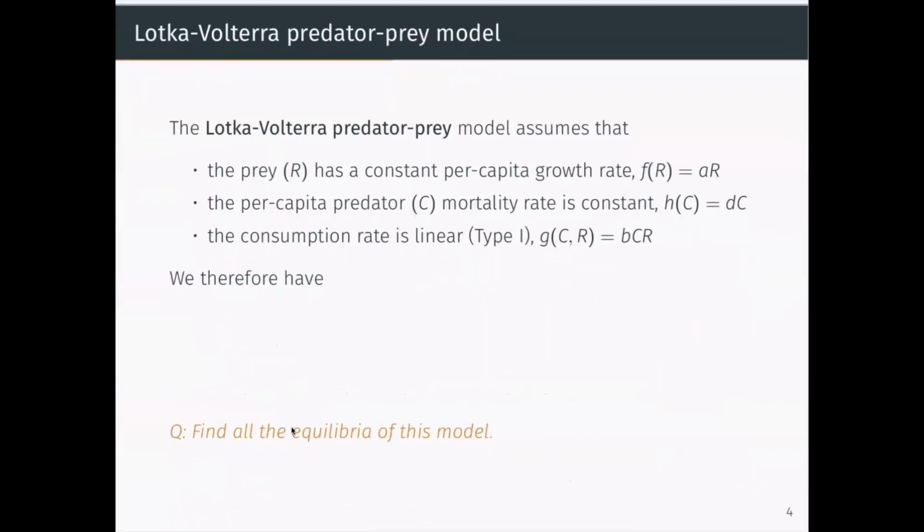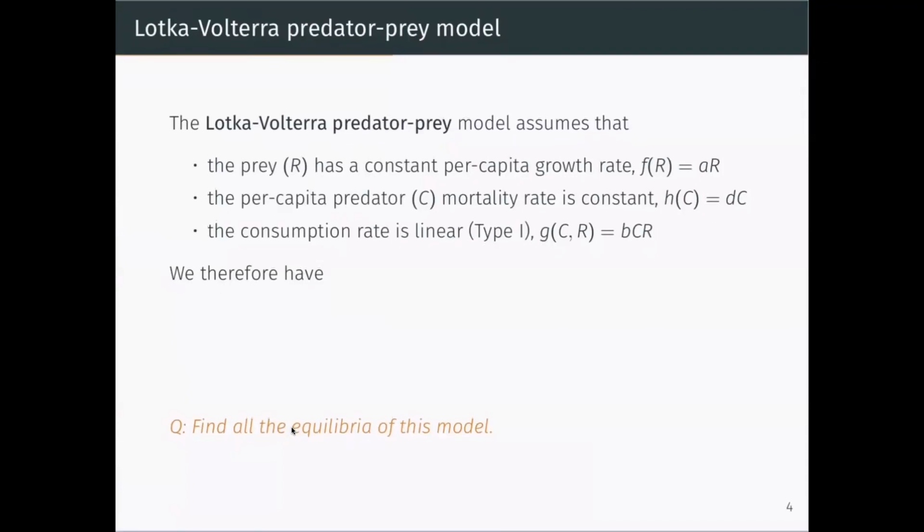So pretty much one of the simplest consumer resource models we can meet is known as the Lotka-Volterra predator-prey model. We previously met a Lotka-Volterra competition model, and the Lotka-Volterra predator-prey model is somewhat related to that. Okay, so here our prey is going to be our resource and has a constant per capita growth rate. f of r is equal to A times r, sorry, and A is a positive parameter. We have our predator being our consumer, C, and it has a constant mortality rate. So its mortality rate, h of C, is equal to D times C, where D is its per capita mortality rate. Again, that's positive.